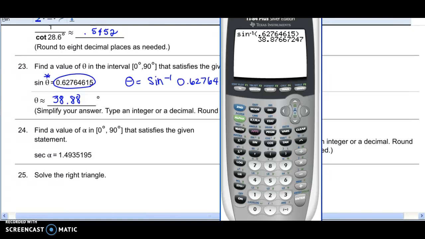So I'm just rounding to 2 decimals, even though the problem said to go to 6. I'm just taking a little light on this one.